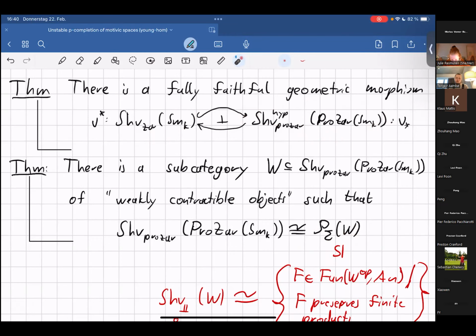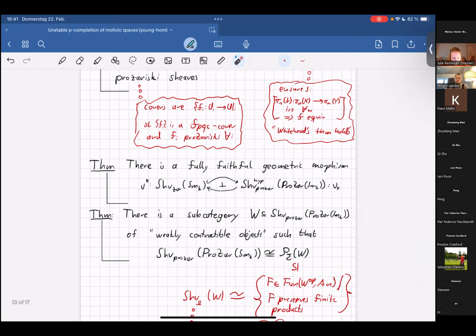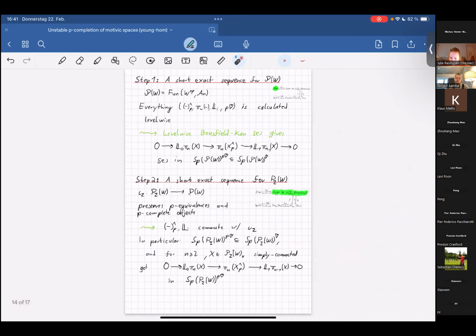And here, a similar thing is true. This pro-Zariski guy is isomorphic to the P sigma on some W, and W is given by schemes over K such that the pi zero of these schemes, so the topological pi zero, is an extremely disconnected compact Hausdorff space. So this is similar to the condensed mathematics stuff.